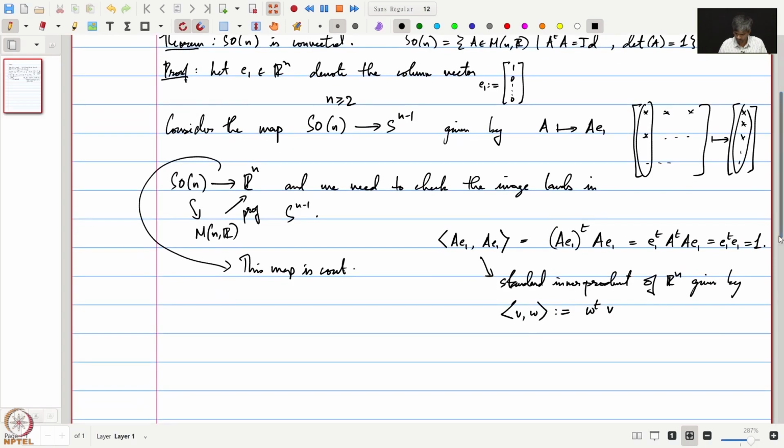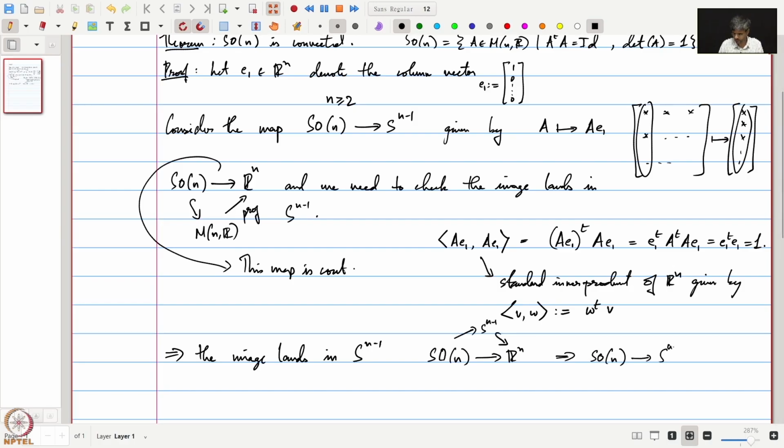So this implies that the image lands in S^(n-1). The norm of this vector AE1 is 1. So we have this SO(n), we have this continuous map to R^n, and the image actually lands inside S^(n-1). And since S^(n-1) has a subspace topology from R^n, this implies that the map we have defined, SO(n) to S^(n-1), is continuous.